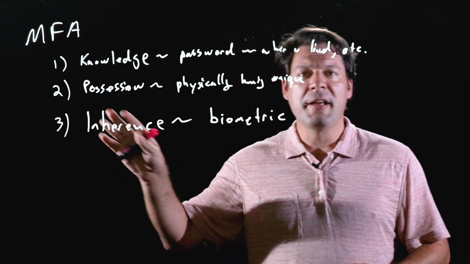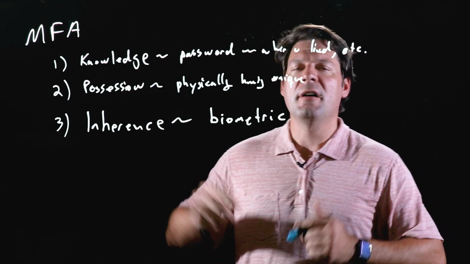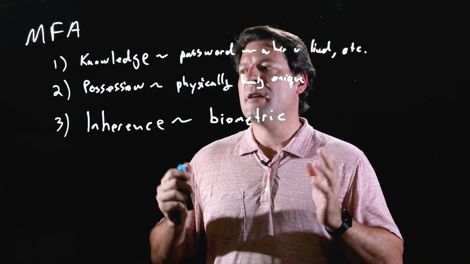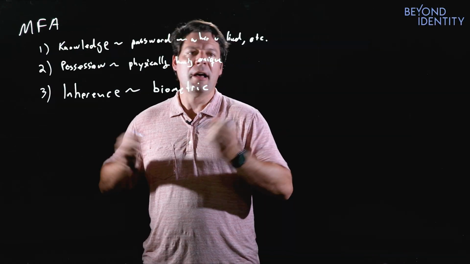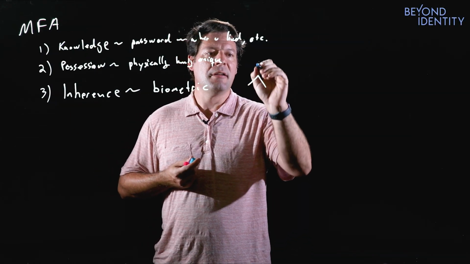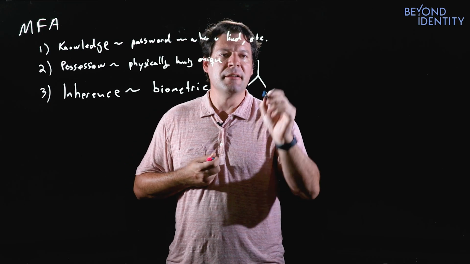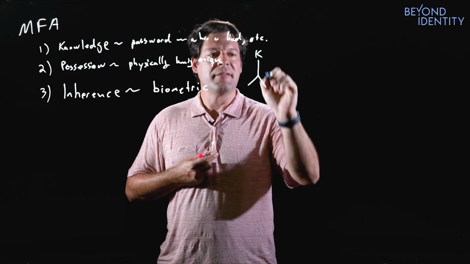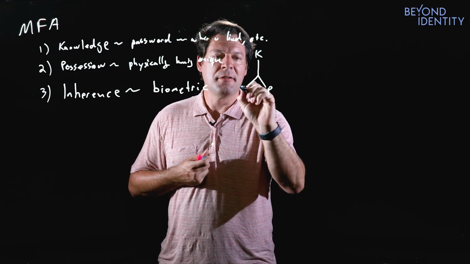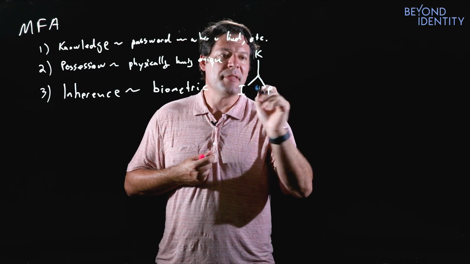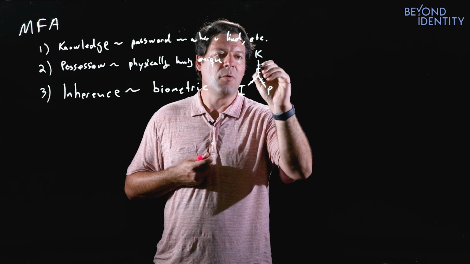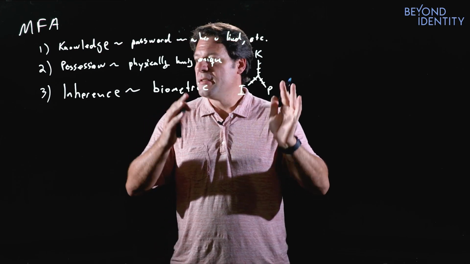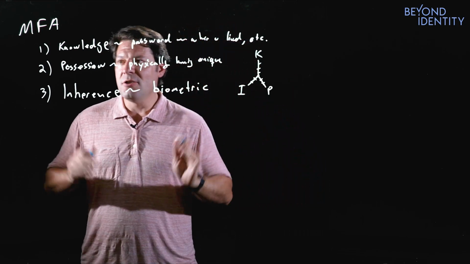So when we talk about MFA, we're always talking about some combination of data points from these 3 dimensions. And because I'm physically oriented, I like to just remind myself: I've got knowledge, I've got possession, and then I've got inherence. So when I'm thinking about different authentication schemes, it's just how many data points do I want from these various areas.